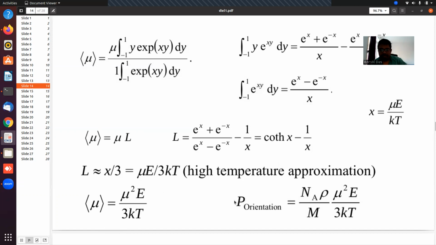And the polarization orientation, this is the average dipole moment. If we want to calculate the contribution of polarization due to this dipole orientation, we get this average dipole moment divided by volume, divided by molar volume. So this is the contribution of this dipolar orientation to the polarization. So this is the extra part. We have to consider this part also if we work in that low frequency region.